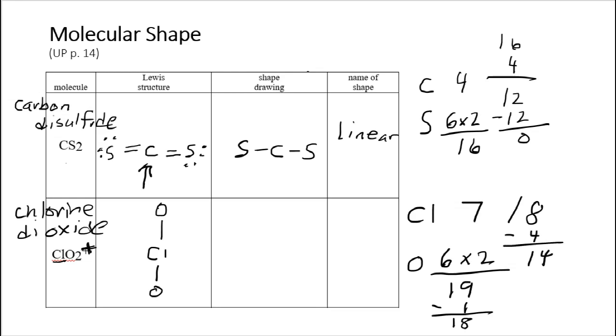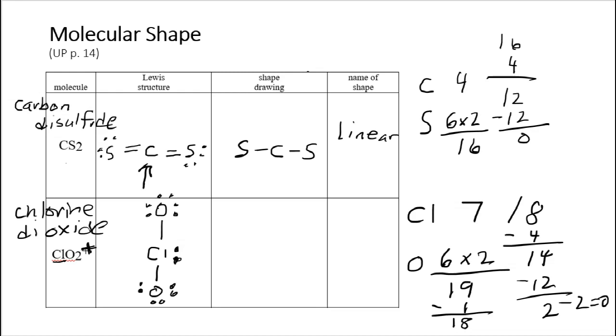I've got 14 left. I'm going to stabilize the outer atoms first, the ligands we call them. There's 6 electrons, 6 on that oxygen. So that's 12 I've used. I've got 2 left. 1, 2. Now notice, minus 2 equals 0.